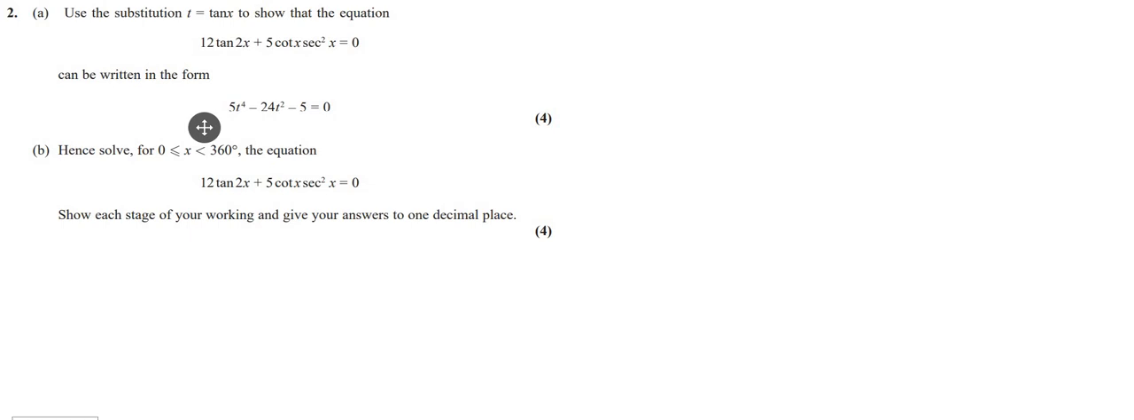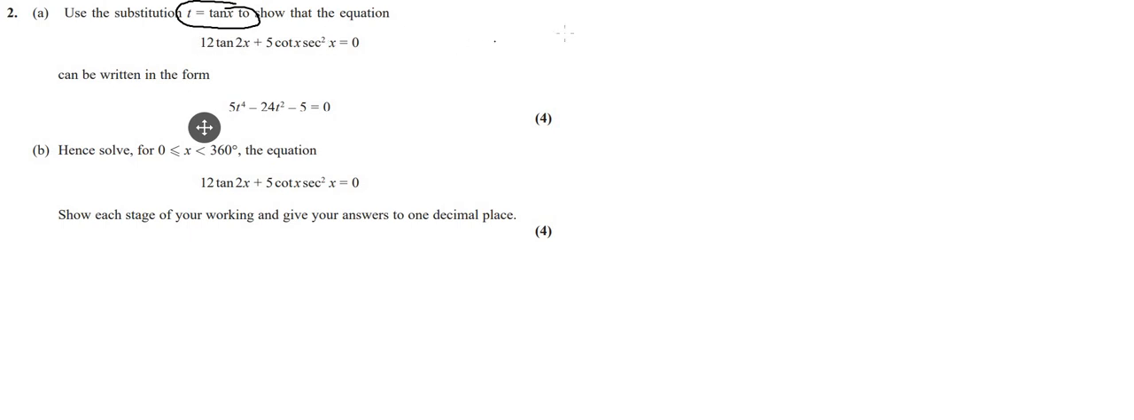Okay, so this is question 2 from the trig test. So now we've got a substitution where t is equal to tan x. And from that, we're going to show that 12 tan 2x plus 5 cot x sec squared x is equal to 0 can be written as this quartic.